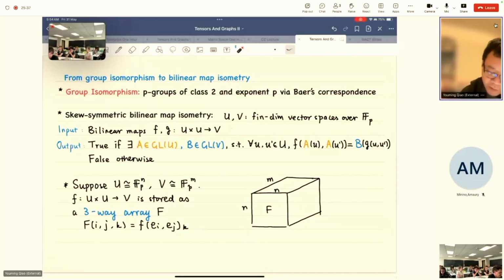Of course, these two bilinear maps are said to be isometric or isomorphic if there exists an invertible matrix A in GL(U), and another linear transformation B in GL(V), such that A naturally acts on the U side, and B naturally acts on the V side. That is, for any u and u prime, F applied to A-transformed u and u prime will be the same as G applied to u and u prime. So this is just the two bilinear maps being isomorphic or isometric.